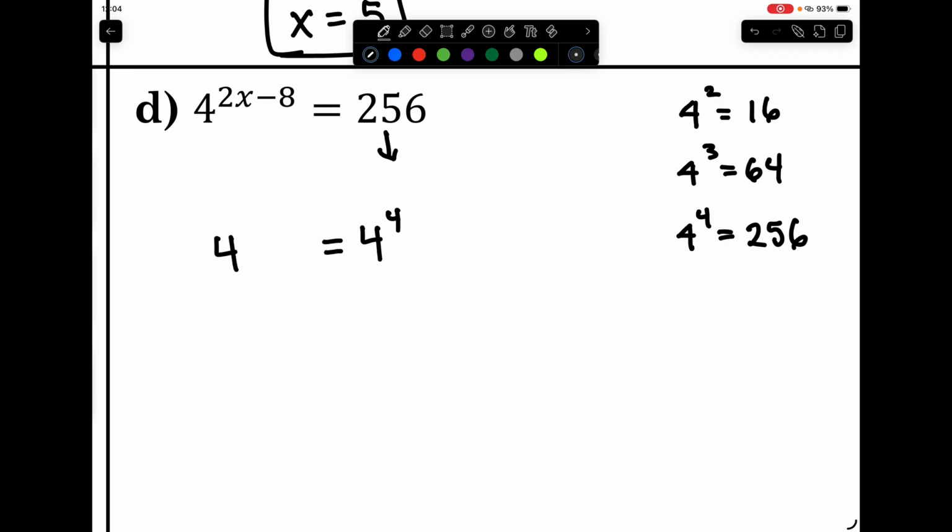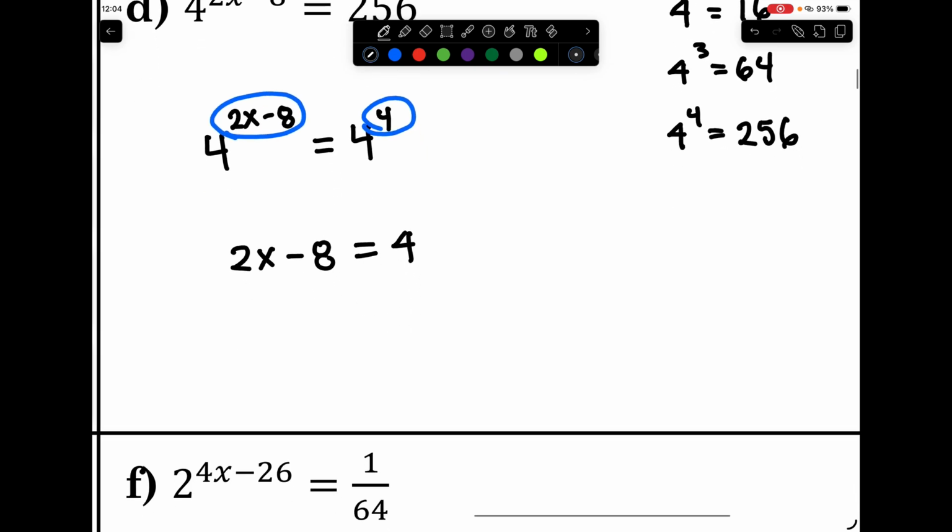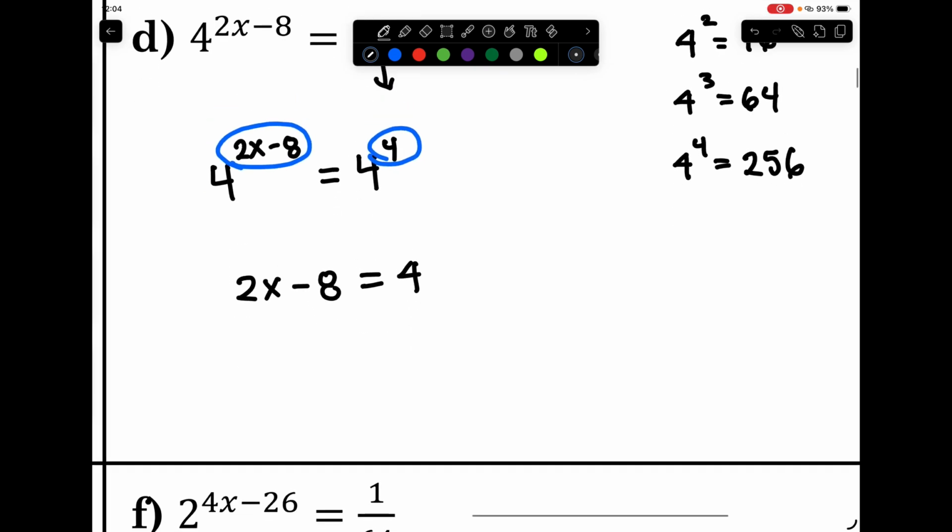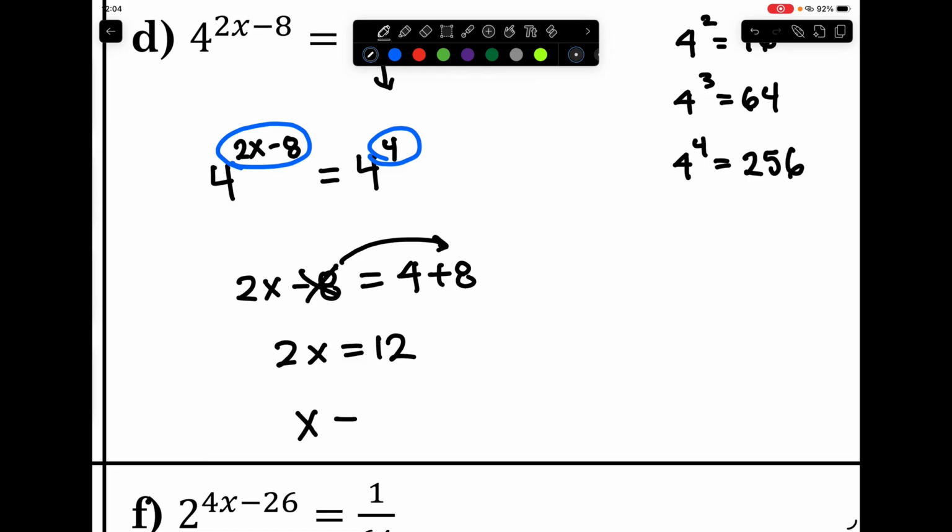And since I already have the power on the left side of base 4, that means that these exponents are equivalent. So 2x minus 8 equals 4. And then solving the equation with letters to the left, numbers to the right, we're going to get 2x equals 12, plus 8 over here, and then dividing by 2, we get that the value of x is 6. So there's your solution to this equation.